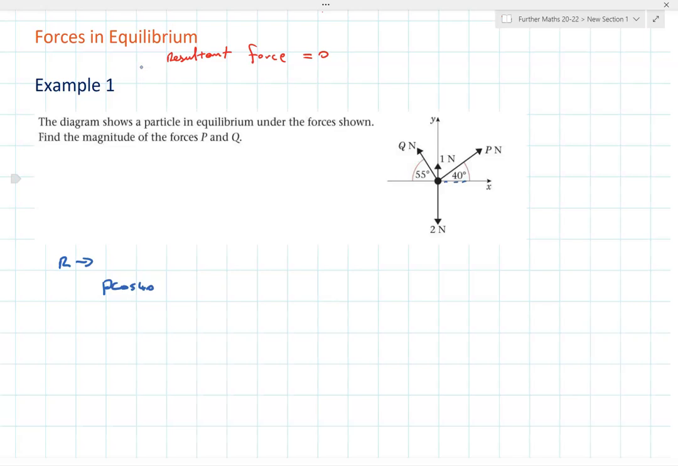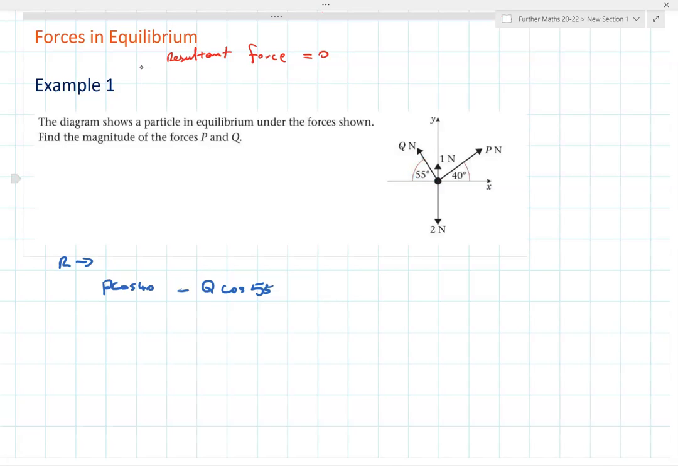Resolving horizontally, again, we can see that the horizontal component of this force here is P cos 40. That's the P force there, that's P cos 40, and that's going in the positive direction. We can see that the 1 Newton force isn't horizontal, neither is the 2 Newton force, so they don't come into the horizontal equation at all. Then take away Q cos 55. It's cos because, again, it's next to this marked angle there.